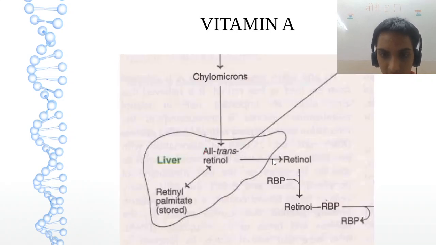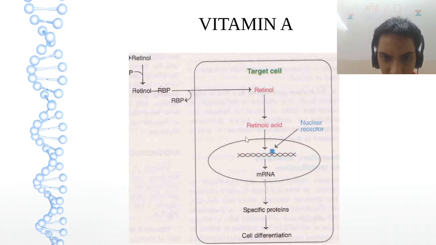Okay. So now all-trans retinol into retinol. All-trans is removed. Okay. So retinol binds to a specific protein, RBP, retinol binding protein. It will form a complex. Okay, then this RBP will be released, retinol enters the target cell, then converts to retinoic acid.